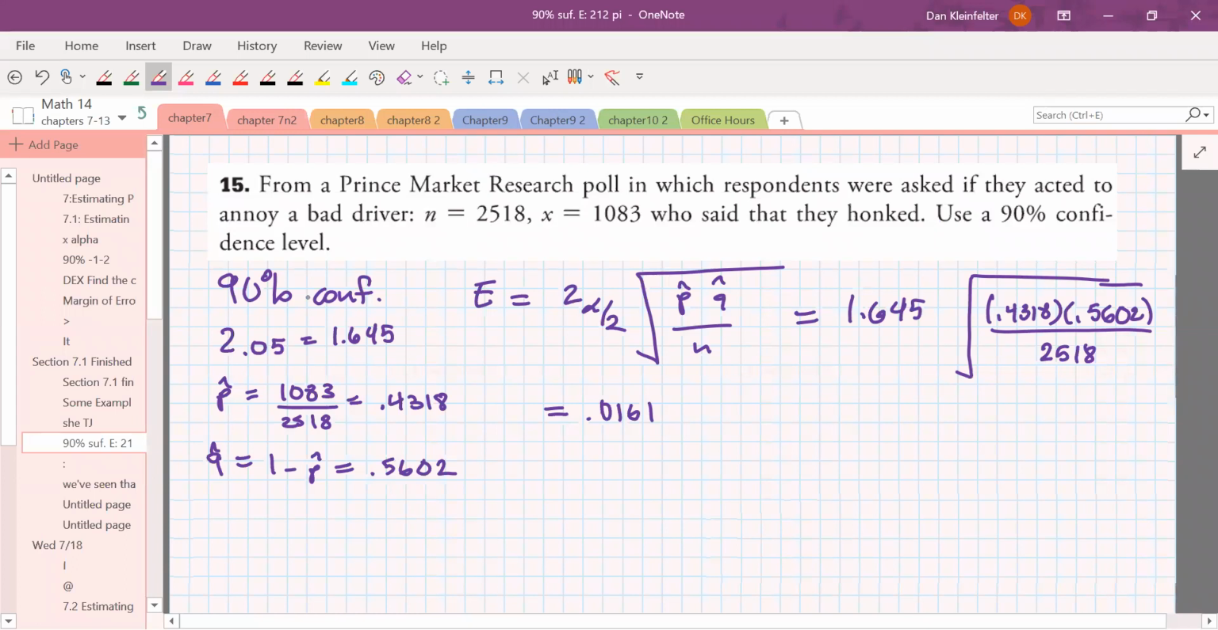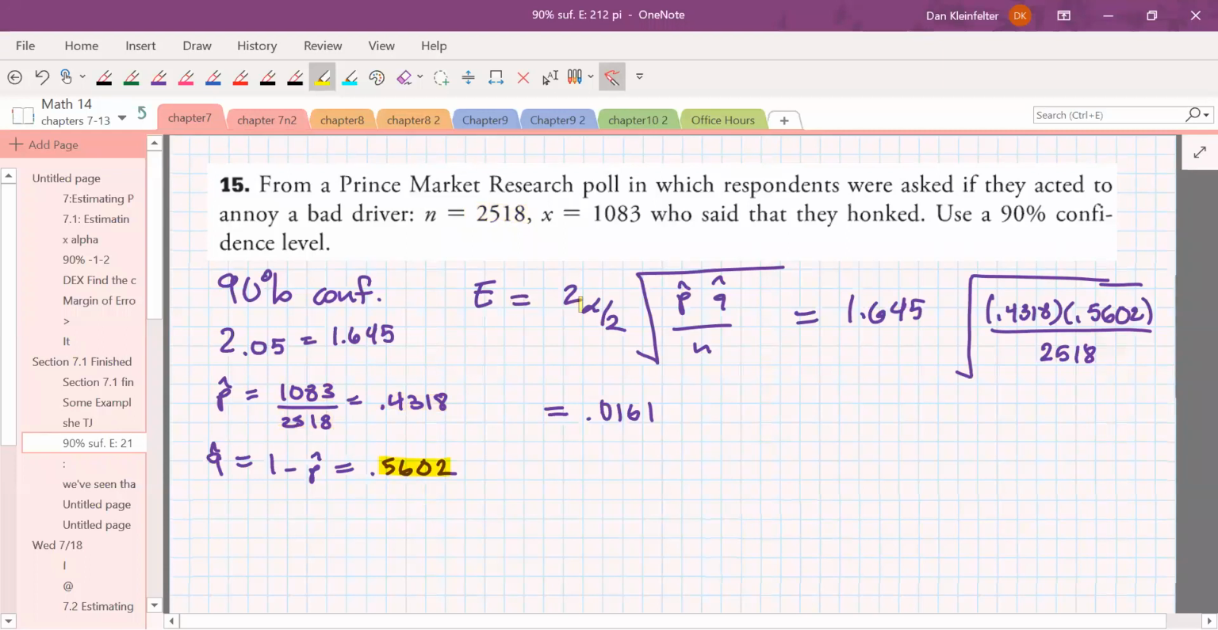So since it was a 90% confidence interval that we're to produce, that means our part in the tails is 0.10. In two parts, that's 0.05. So we have z 0.05. That works out to be 1.645. Our x was 1,083 out of 2,518. So that's where we'll calculate our p hat. It's 0.4318. Subtracting from 1, we'll get 0.5602.